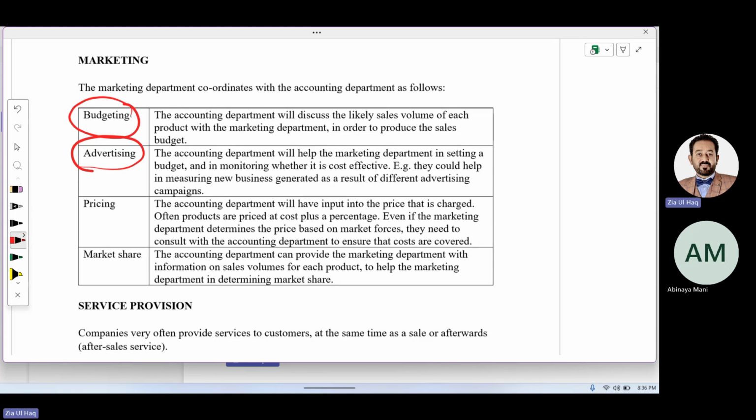We need this money for billboard, this money for social media marketing, and then accounting department will calculate total advertising expenditure.